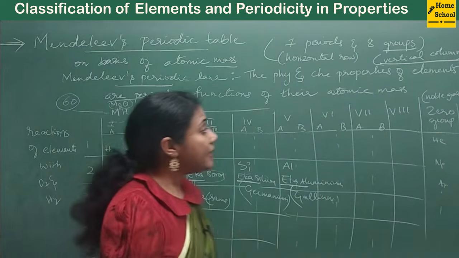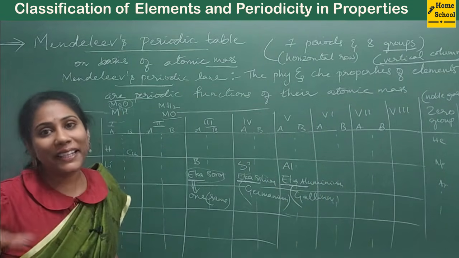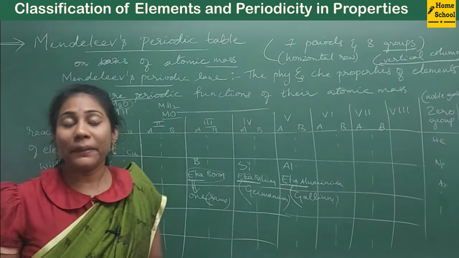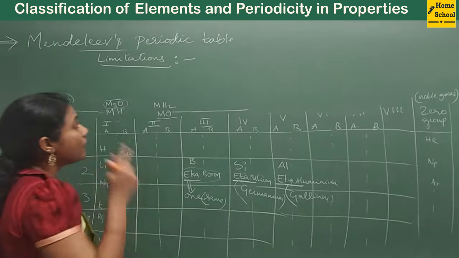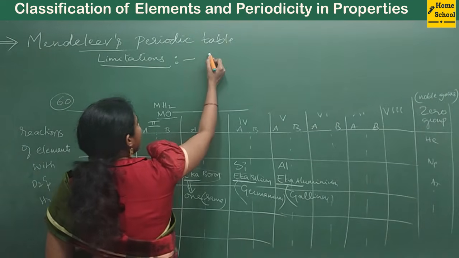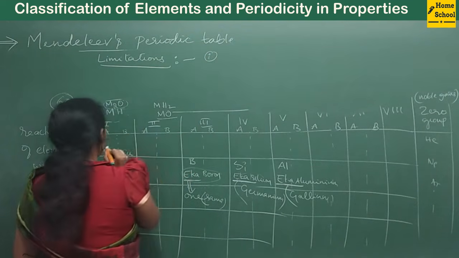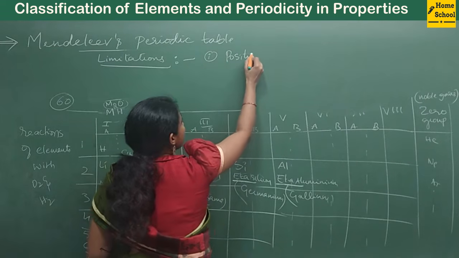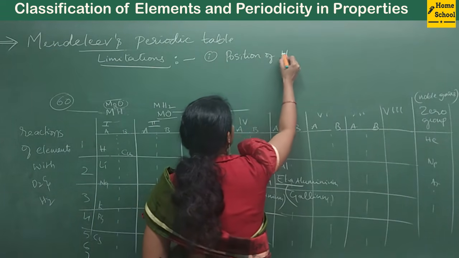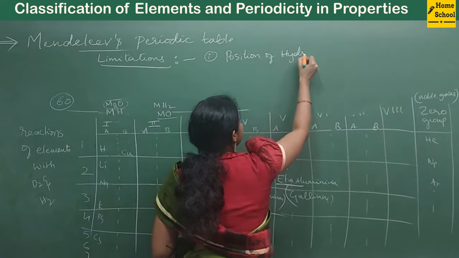And now let us study the limitations of Mendeleev's periodic table. These limitations are very, very important to understand. See, the very first limitation that I will be discussing is about the position of hydrogen. So what I can say is the position of hydrogen is uncertain.